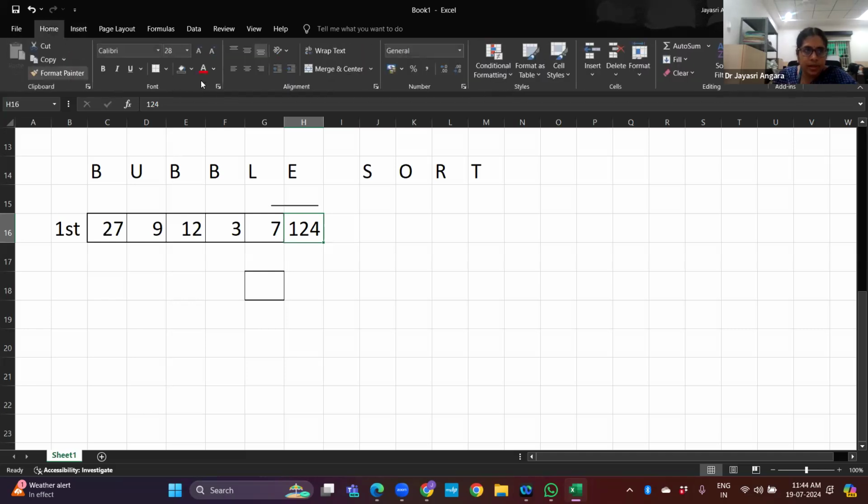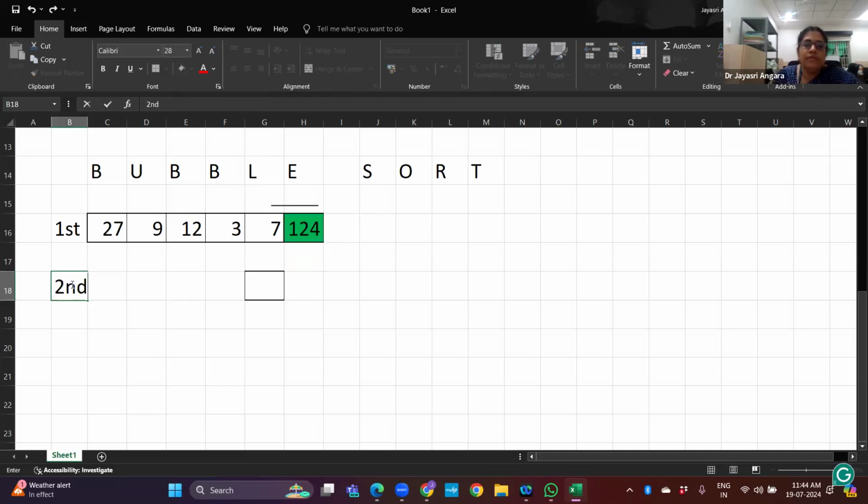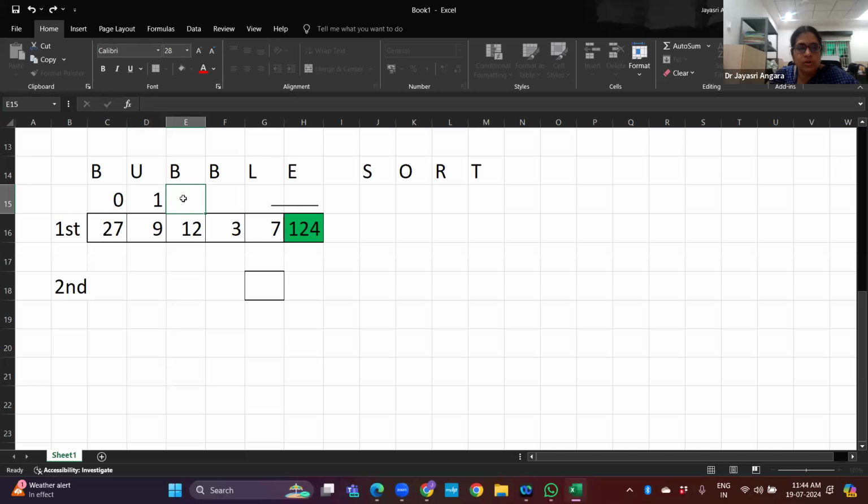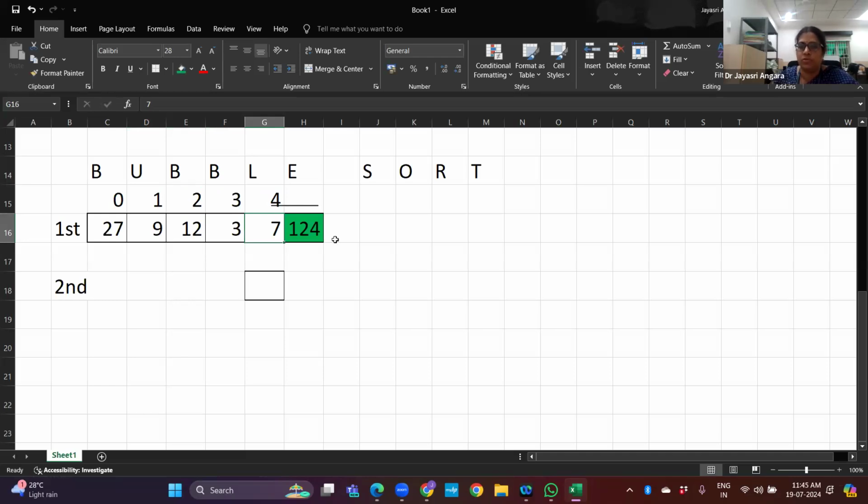So let us mark this with some color. 124 is already there at the right position. Now, when we go for the second iteration, we need to do bubble sorting only from index 0 up to index 4. This is index 0, this is index 1, 2, 3, 4. Only up to index 4 it is sufficient for us to go, because the element in the 5th position is already in its correct position. So now let us try to see in the second iteration how bubble sort works.